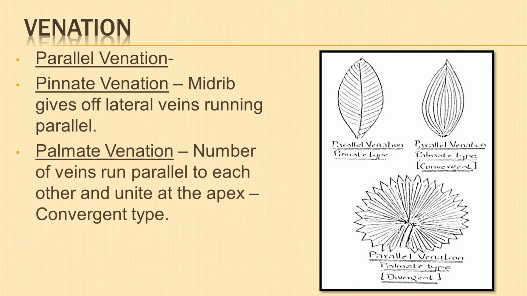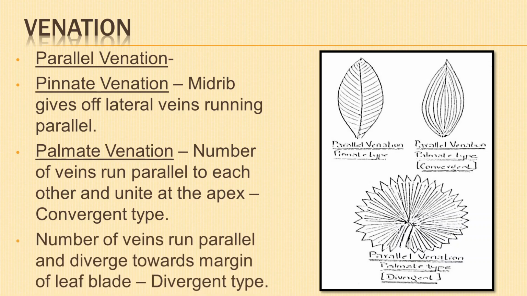When a number of strong veins run parallel to each other and proceed from the base of the leaf blade and unite at the apex, it is known as convergent type. Example, bamboo. When the veins arise from the tip of the petiole, run parallel to each other, and diverge towards the margin of the leaf blade, it is known as divergent type, as in fan palms.